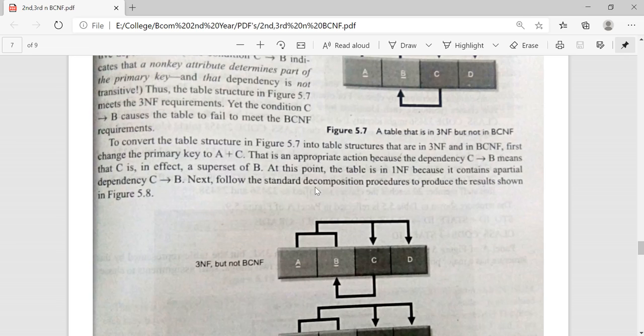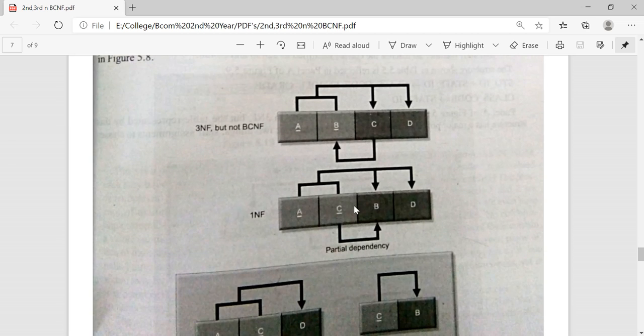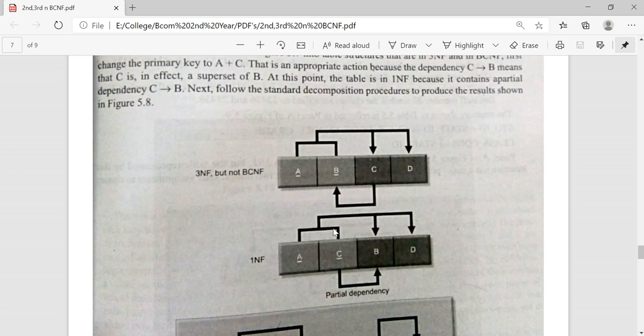A plus C. So at this point the table is in first normal form. Why? Because it contains partial dependency. C determining B అంటే only a part of the primary key is being determined. A part of the primary key is determining a non-key attribute. మన partial dependency function అదే కదమ్మా, dependency definition అదే కదమ్మా. The key as a whole, if it is determining the other non-key attributes, it is fully functionally dependent. Only part of the key is determining a non-key attribute, then it is partial dependency కదా.